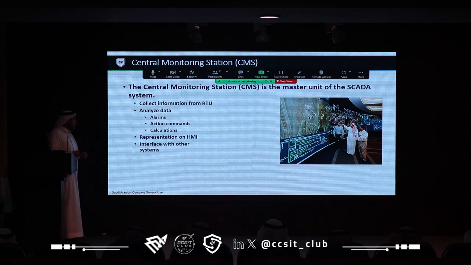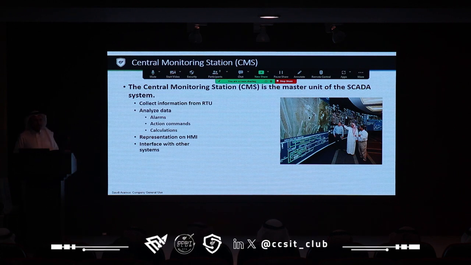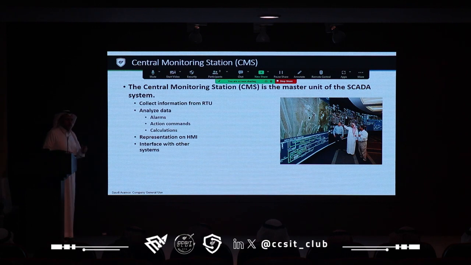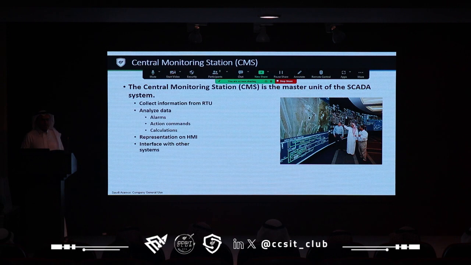Also we have another component, which is the representation of an HMI. How to represent data, graphically and also audio, in the HMI. Also interface with other systems, such as supplement systems, as we say, to historize the system and archive the data for future use. Some of this.